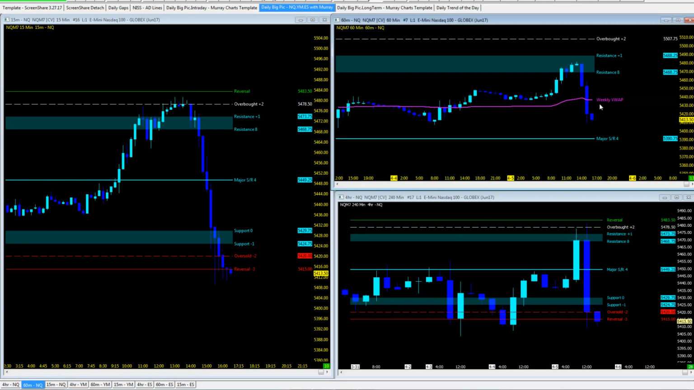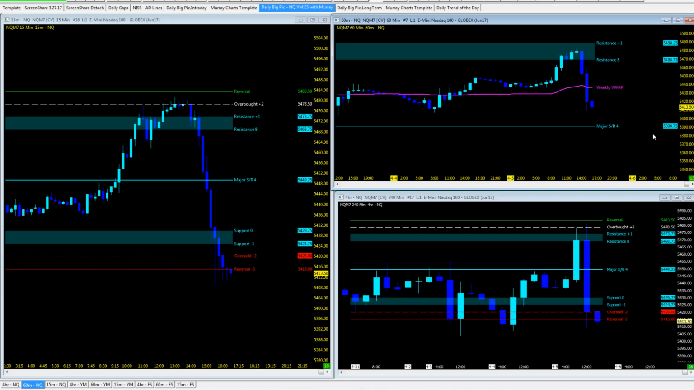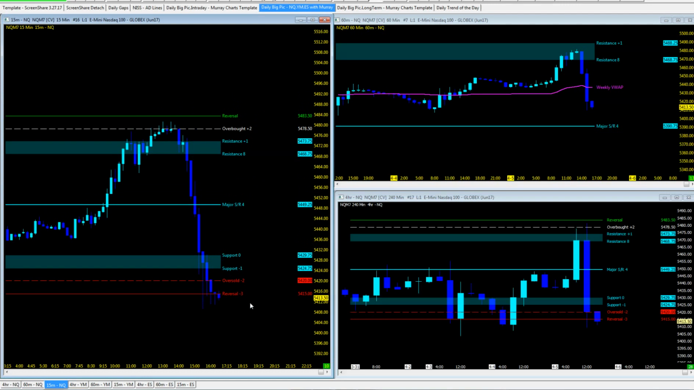Look, we've been struggling around the weekly VWAP here, so I'll be looking downside here. We don't have any new MML levels, so upside I could say if Globex decides to come back up, watch 29, 49, all the way up to 68 would be a pretty amazing move for Globex.